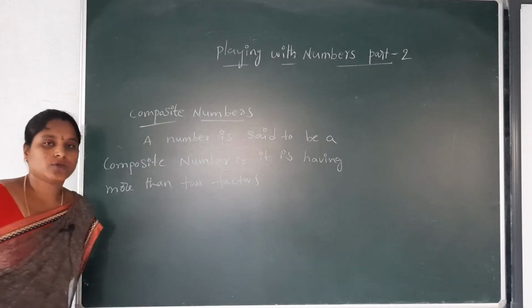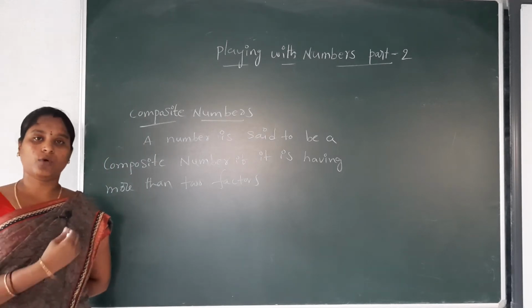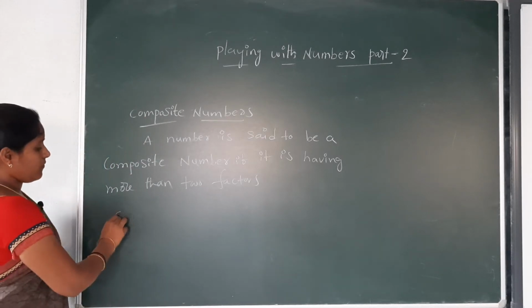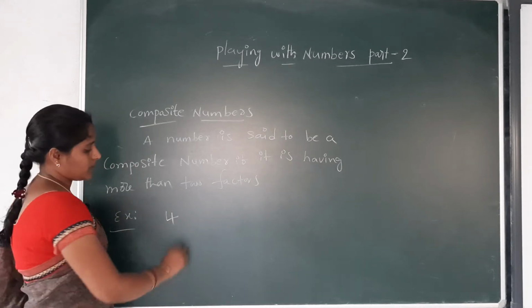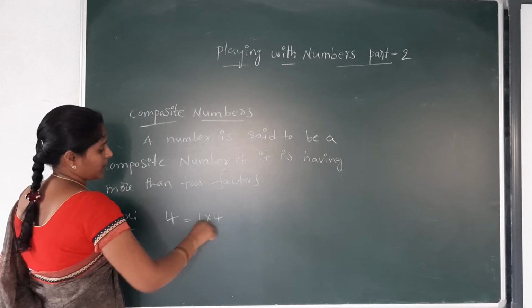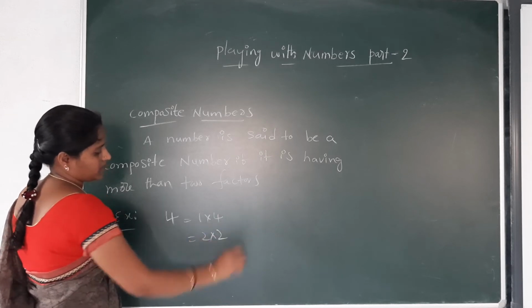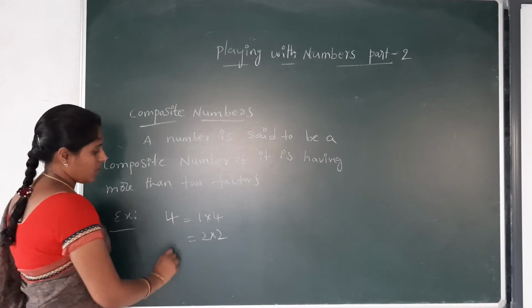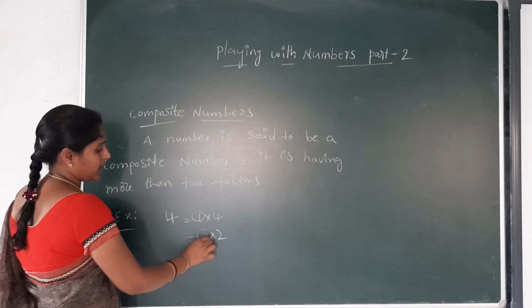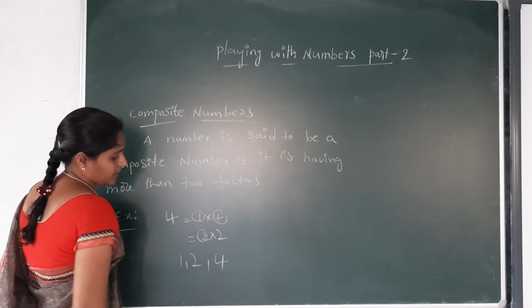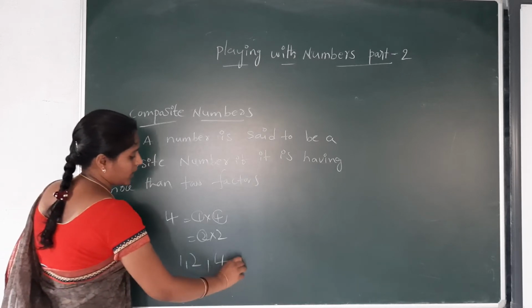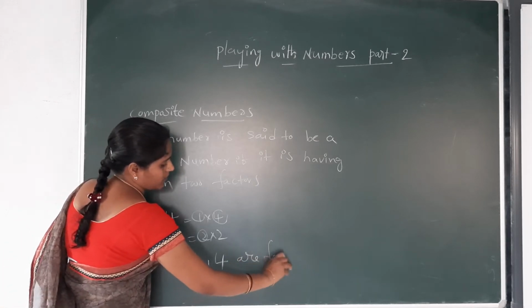A number is said to be a composite number if it is having more than 2 factors. For example, 4. What are the factors for 4? 1 times 4, and 2 times 2. Any other factors? No. So the factors are 1, 2 and 4. How many factors are there for 4? 3 factors. 1, 2 and 4 are factors for 4.